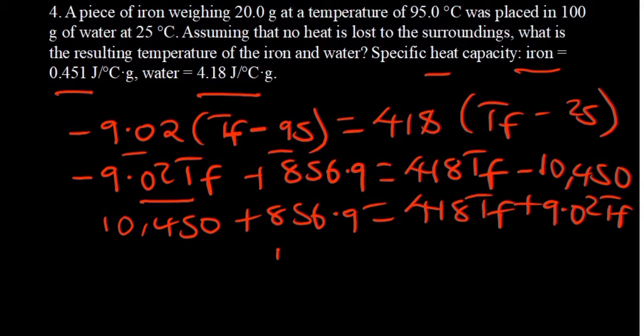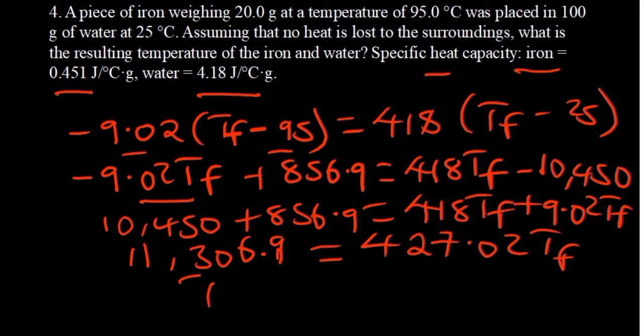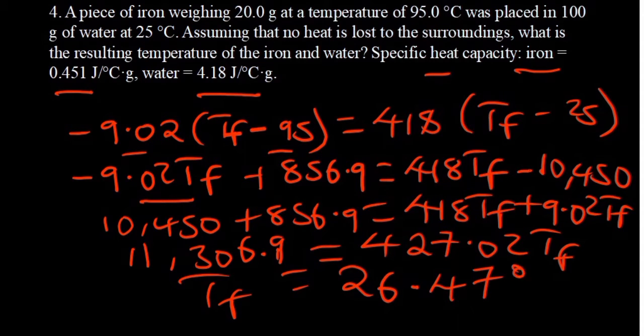Okay, so if you add 10,450 plus 856.9, I'm getting 11,306.9 equal to 418 plus 9.02, which is 427. So 11,306.9 divided by 427. What we have as our T final is 26.47 degrees Celsius.